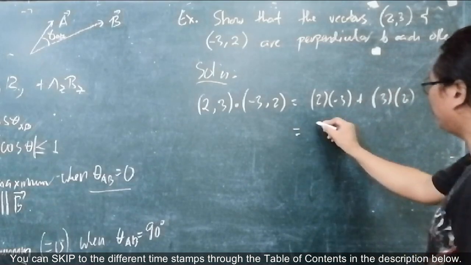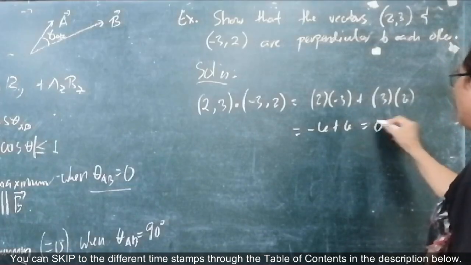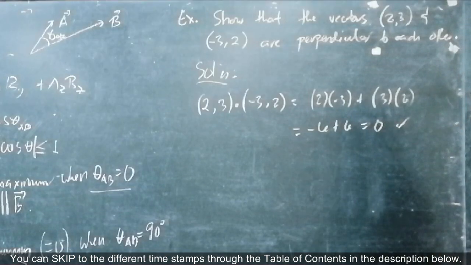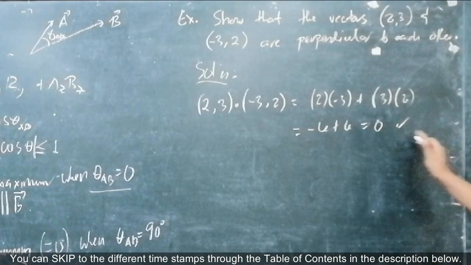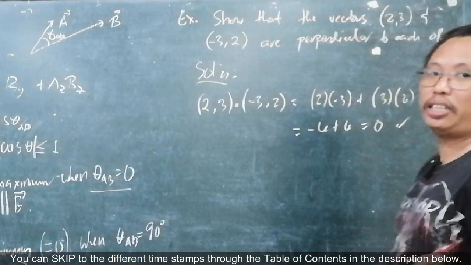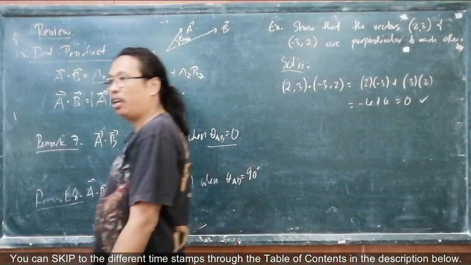And you see that this is -6 plus 6 and this is 0. Okay, so we can now conclude that these two vectors are perpendicular. Okay?